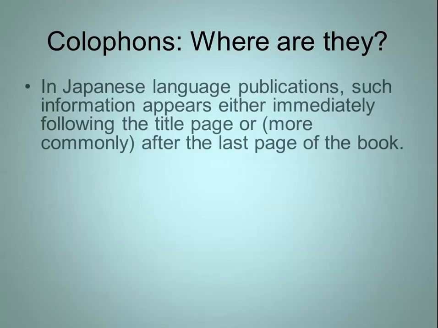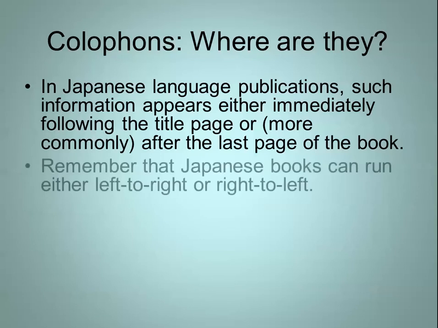So what about Japanese colophons in Japanese language publications? That information that you need for your bibliography appears either immediately following the title page, which we just saw in the case of an English sample, but much more commonly, that information comes on the last page of the book. Okay. Keep in mind that Japanese books can run either left to right or right to left. Actually, more often than not, they run right to left, in sort of the opposite direction that you would expect if you're used to reading English language resources.